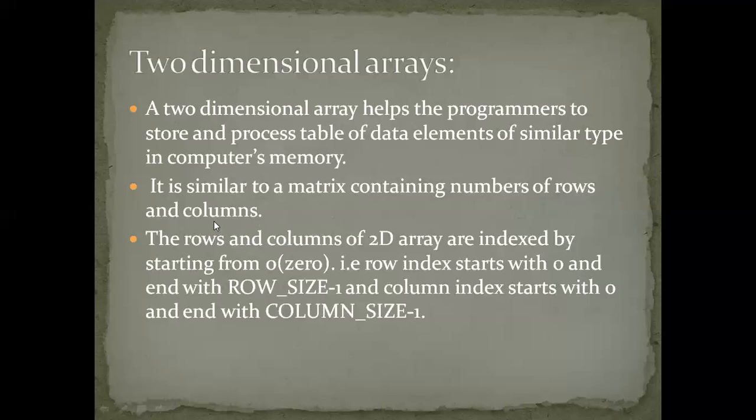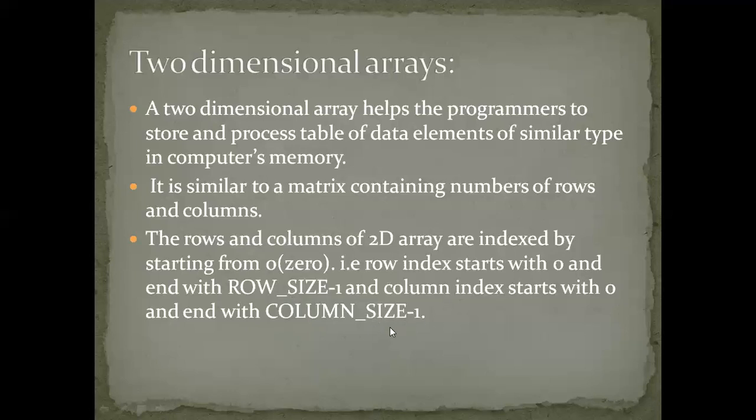So in the two-dimensional array, the size has two values, that is the row value and the column value. The rows and columns of a two-dimensional array are indexed starting from 0, that is, the row index starts with 0 and ends with row size minus 1. An array works the same way: the index value of an array is 0 to array size minus 1. Similarly here, the row index starts with 0 and ends with row size minus 1, and the column index starts with 0 and ends with column size minus 1.